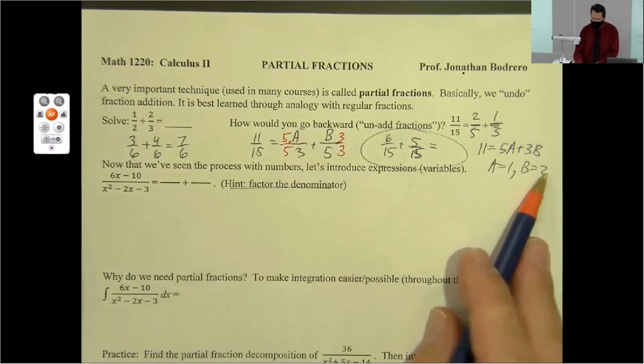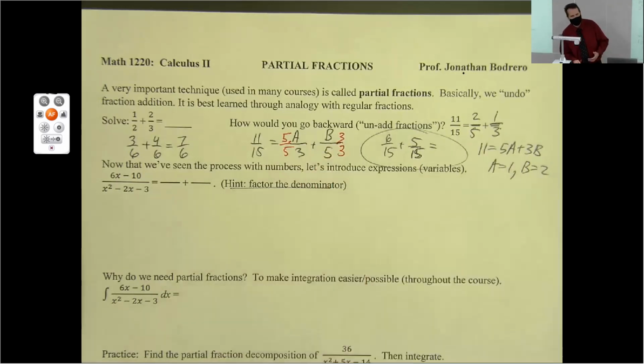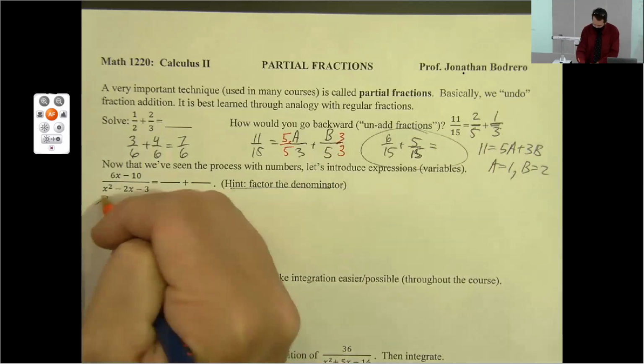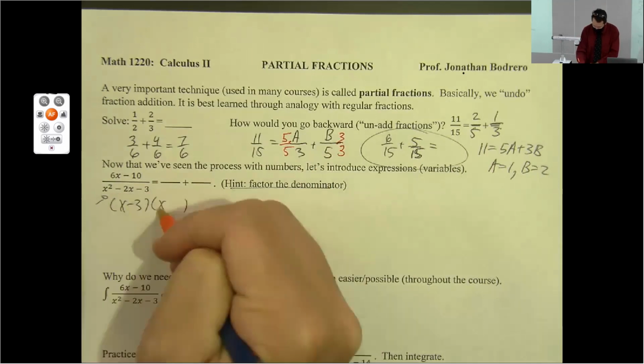2 in place of the B, there's our 2/5. And so our partial fractions is the exact same thing. So we're going to use that same technique, but now on the slightly harder problem where we have expressions. So if we've got this, what we need to do is factor the denominator. How does our denominator factor here? X minus 3 and x plus 1.